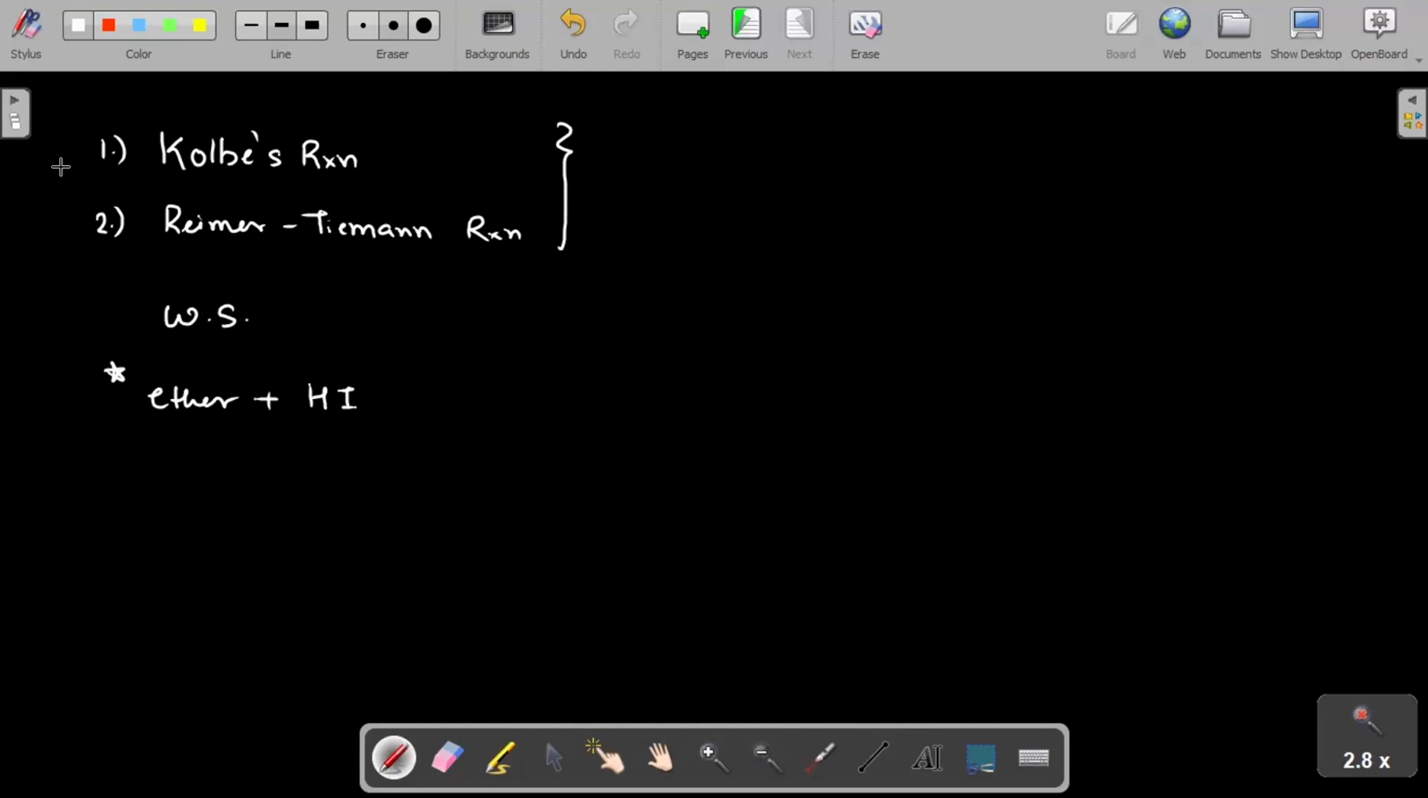Out of these four, usually one or two is definitely there in any board paper, because a very beautiful give-reason type question can be framed here. Williamson synthesis or Kolbe's or Reimer Tiemann. Either these name reactions will be there in the form of a conversion, or directly the question comes: write a note on this name reaction. So with this, we can finish up our chapter.